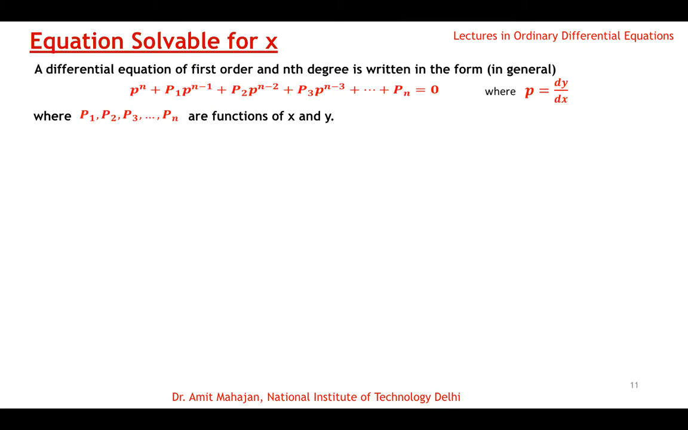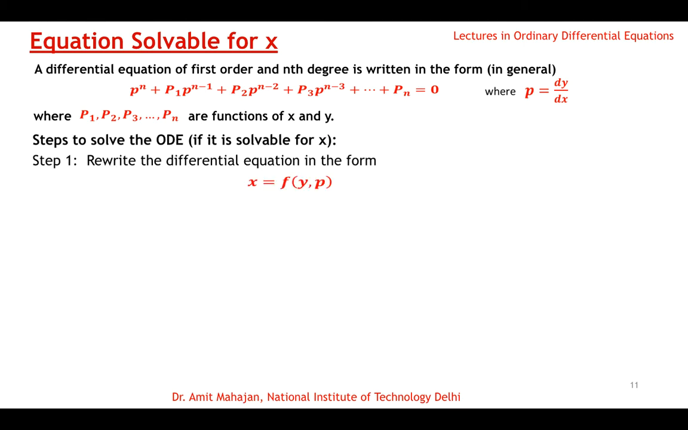The third possible case is the equation solvable for x. It is very similar to solvable for y. In solvable for y, we said that we can write y on one side and p and x on the other side. Now if it is solvable for x, then we can rewrite the differential equation as x on one side and y and p on the other side. In solvable for y, we differentiated with respect to x. Now because we are separating x on one side and y and p on the other side, in this case we will differentiate with respect to y.